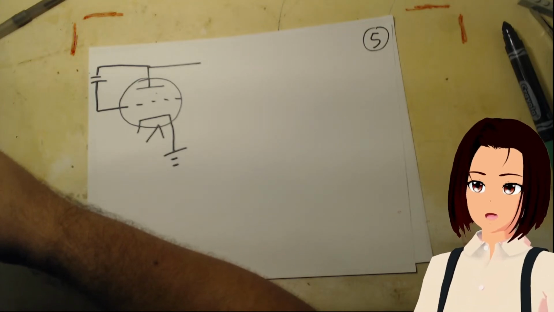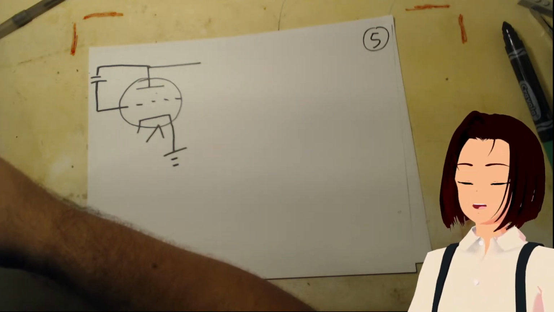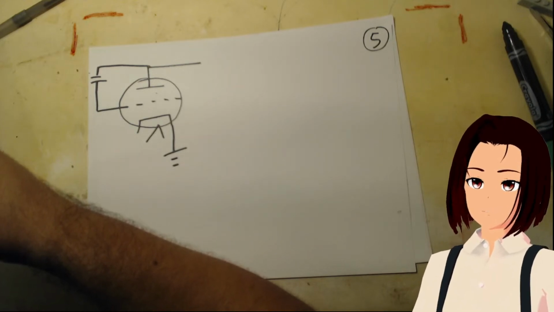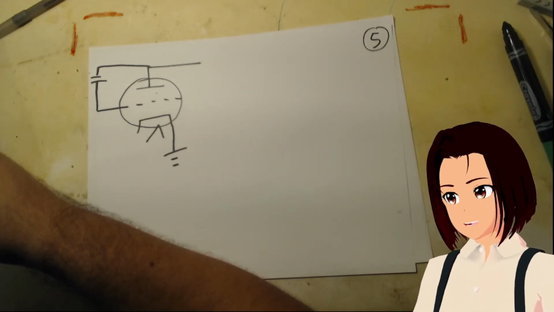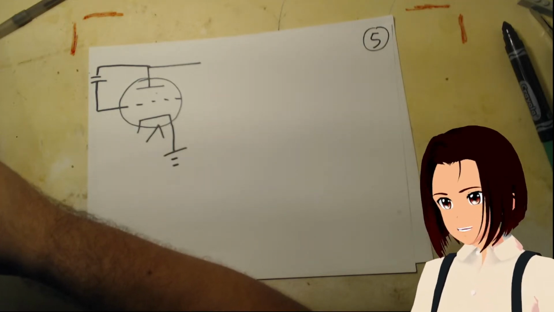Oh, you want to see? Sorry, you want to see a triode? Okay. XMDI wants to see a triode. All right, give me a second.